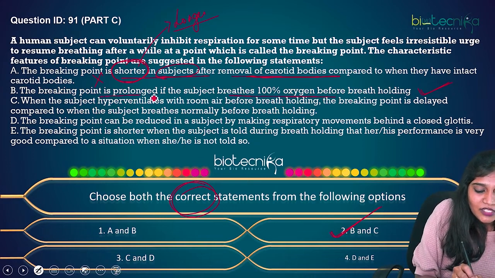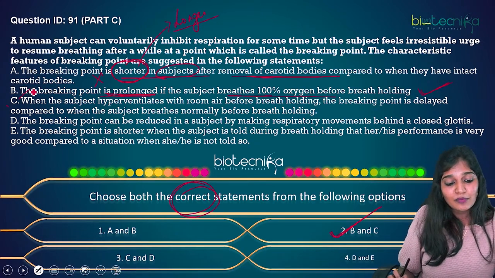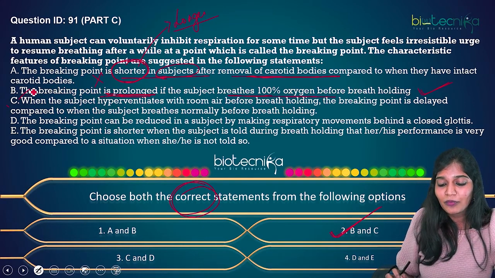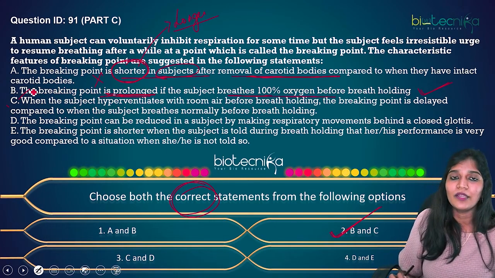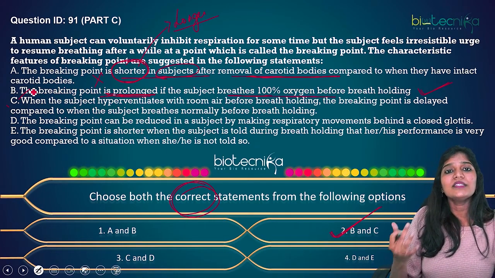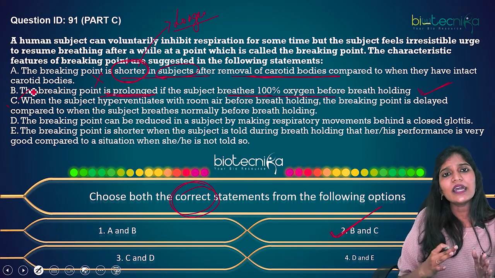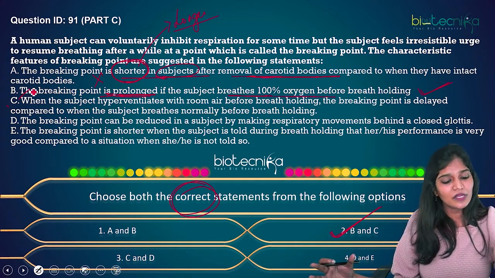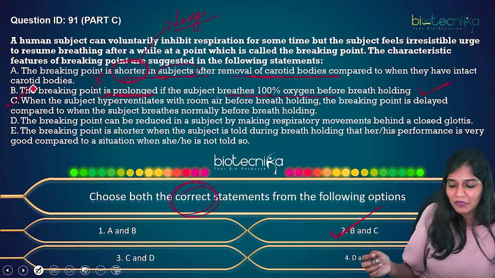The breaking point is prolonged. This we have done. The third point: when the subject hyperventilates with room air before holding a breath, the breaking point is delayed compared to when the subject breathes normally before breath holding. Suppose a person breathes extra oxygen before trying to hold the breath, he can actually prolong the breaking point for some period of time. So this statement is actually correct. So the correct ones are B and C.